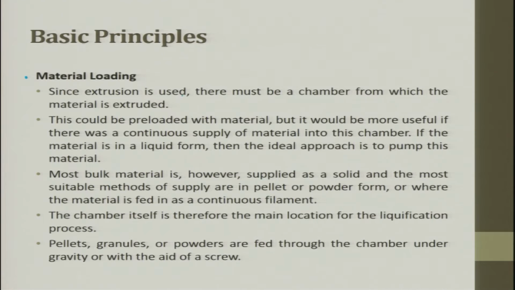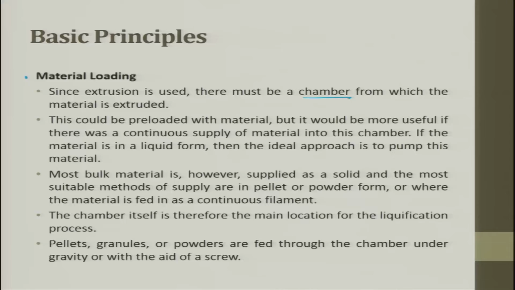Since extrusion is used, there must be a chamber from which the material is extruded. Here it is a wire, so you put it in a spool. If you do not have a spool, if you go back to your icing example, above the nozzle you should have a hopper. So that is what is a chamber.